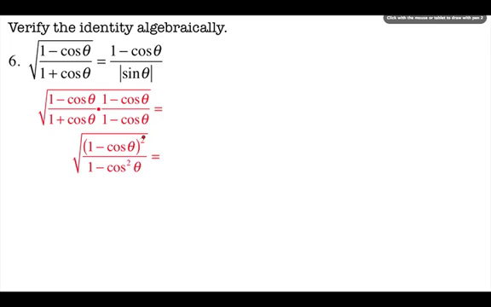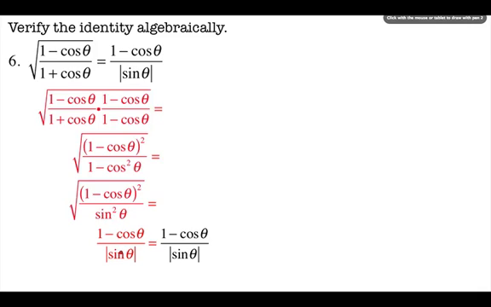cosine theta squared. And then at this point, I'm going to rewrite the bottom portion as sine squared of theta, because I know that's a Pythagorean identity. And then at this point, this is what I get. The square root of 1 minus cosine of theta squared is equal to just 1 minus cosine. What is the square root of sine squared theta? This. This is just 1 minus cosine of theta without an absolute value.